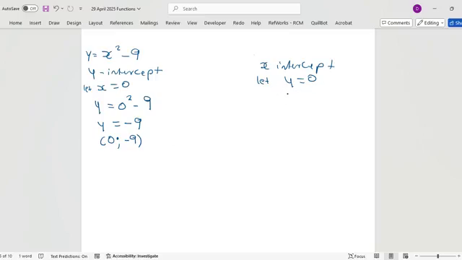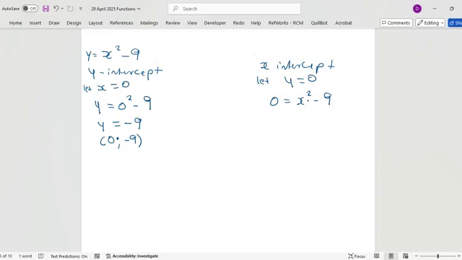X-intercept. If I'm looking for the x-intercept, I've got y is equals to x squared minus 9. What do I do? In place of y, I put 0. So I'm going to remove y. Wherever there was y, then I put how much? 0. Then I can transpose and then work it out.